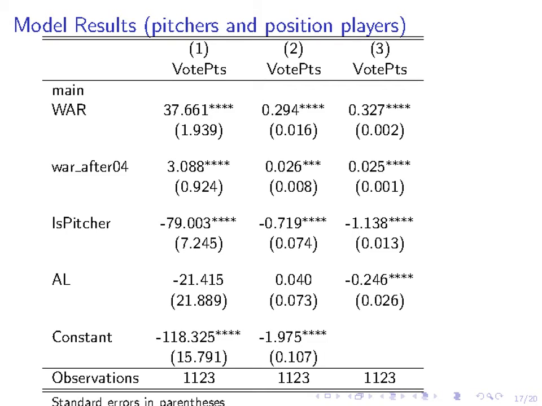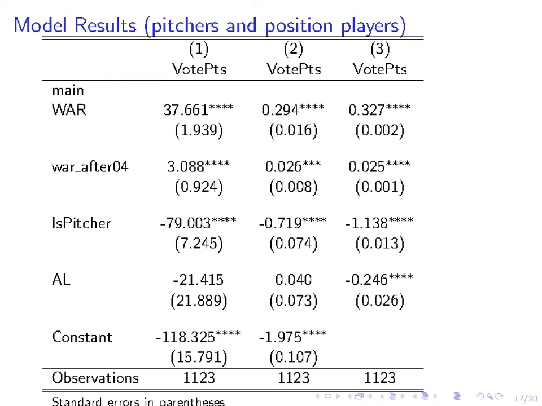So we have our three main model results here for OLS, negative binomial, and Poisson regressions. And so model 1 is going to make the most intuitive sense. It's the OLS model with just simply vote points on the left-hand side. And on the right-hand side, we're going to have WAR for the player season, WAR interacted with it being 2004 or after, whether the player is a pitcher, whether the player played in the American League, and we have our constant.